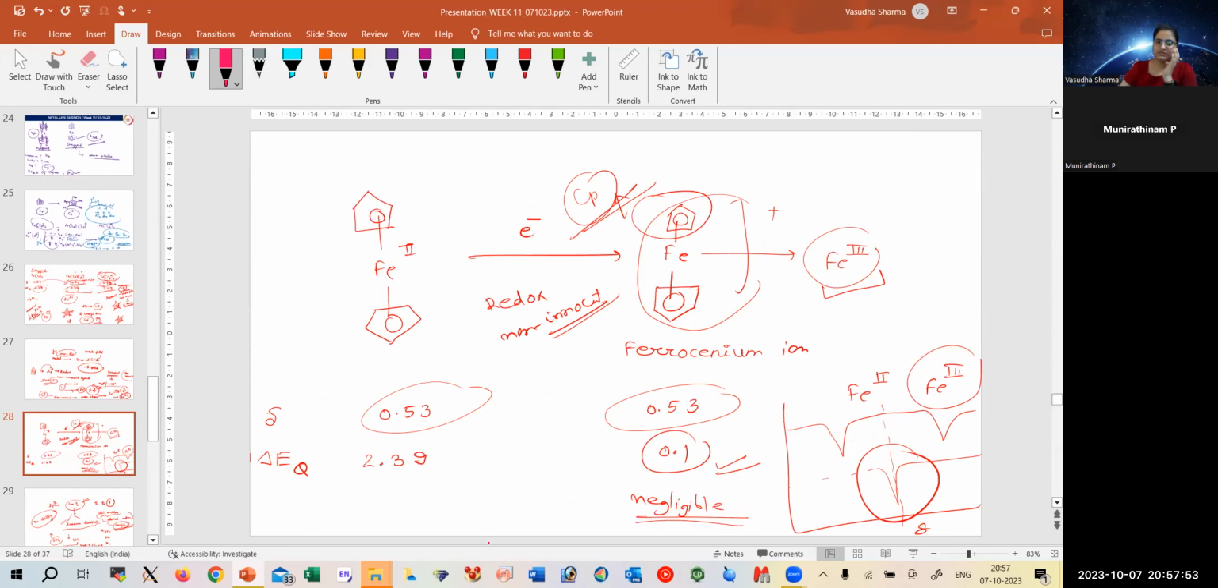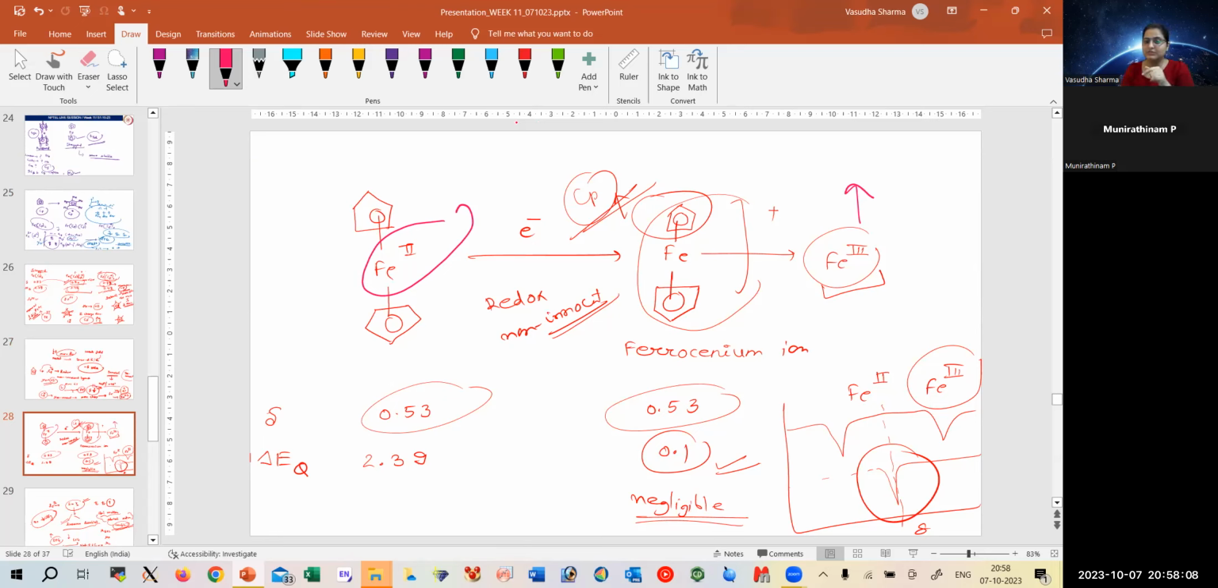What actually happens here, I will repeat it one more time. In ferrocene, we have iron in +2. But in case of ferrocenium, iron is in +3, if you go by the oxidation state. So iron +3 should be having more delta negative, or they should be having different delta values.